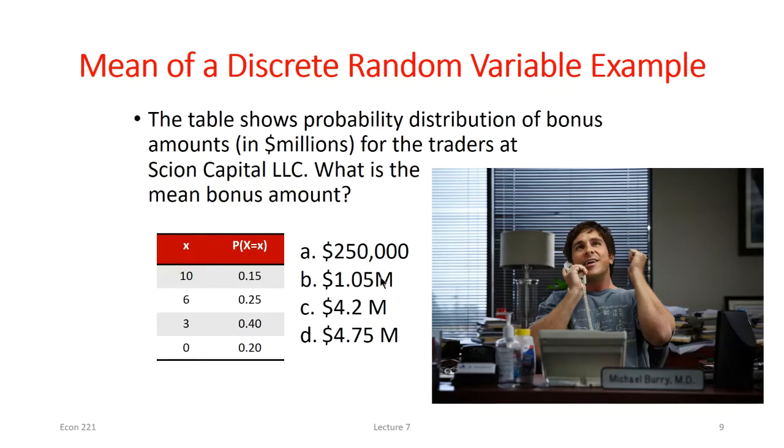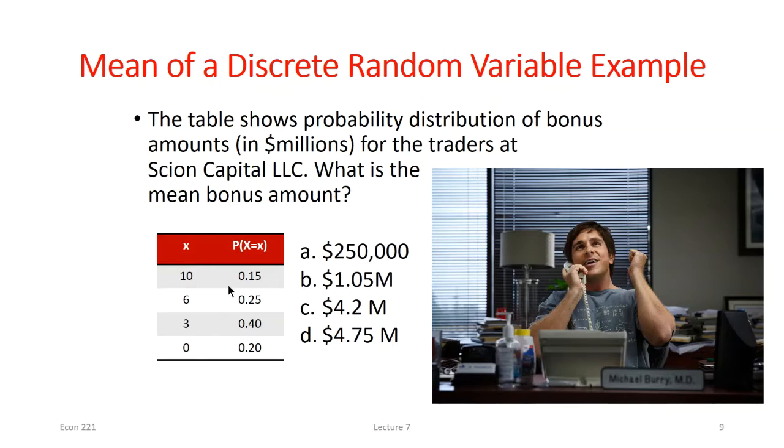I'll walk through a couple more examples. I think this is relatively easy. That's why I'm going through it quickly. So here I've got the different bonus amounts you could see: 0, 3, 6, and 10. So a discrete random variable can only take on 4 values. Each one has a probability associated with it of seeing, right? So 3 is the most likely, and then 10 and 0 the least likely.